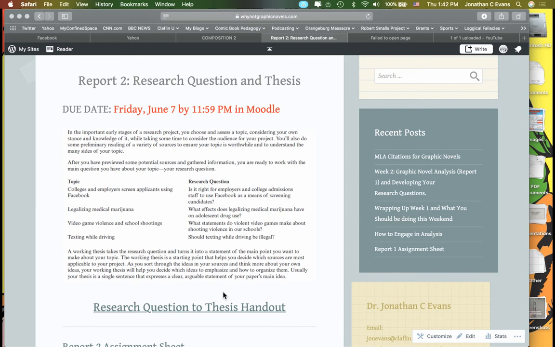I believe this came from a book I was using in a previous class. But you'll see here that they start with this idea of a topic. And a topic is just something. For you, a topic, a starting point, of course, is your graphic novel. But what is your graphic novel talking about? What is the graphic novel potentially related to?